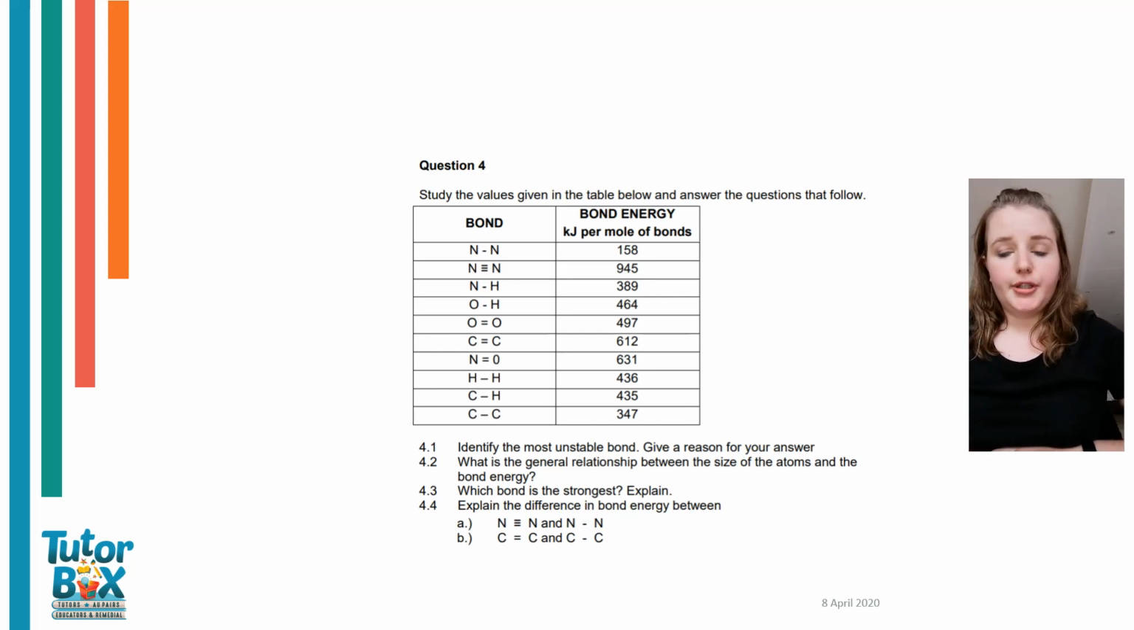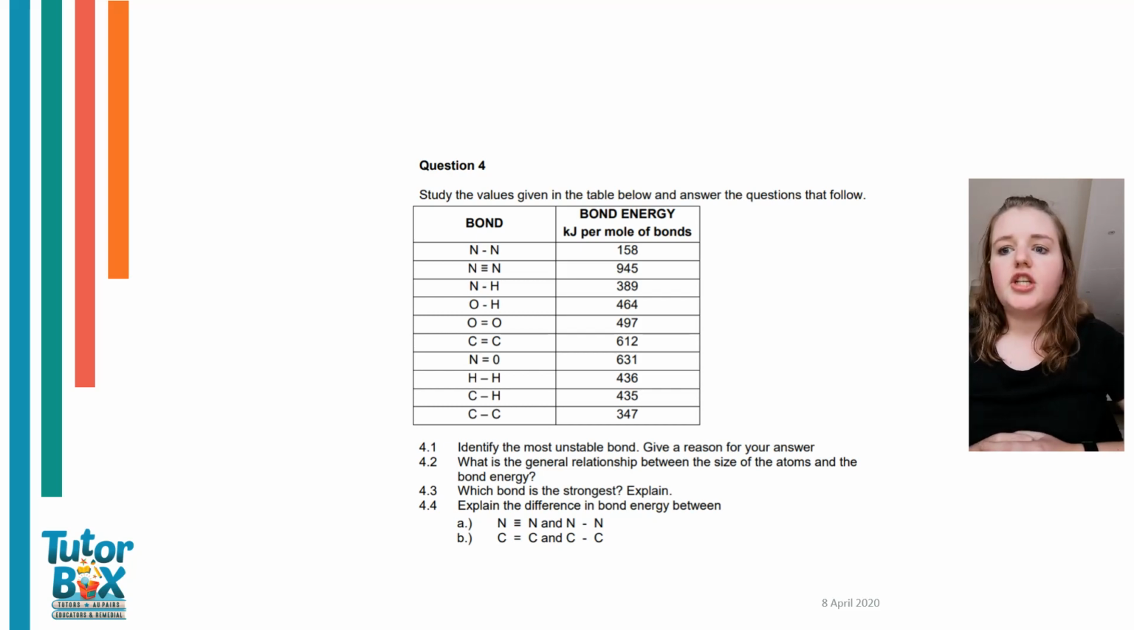Identify the most unstable bond. A bond that is unstable means the molecule is very likely to break. That will only happen when the bond energy is very low. So we're going to find our very lowest one, and that is the nitrogen to nitrogen single bond.